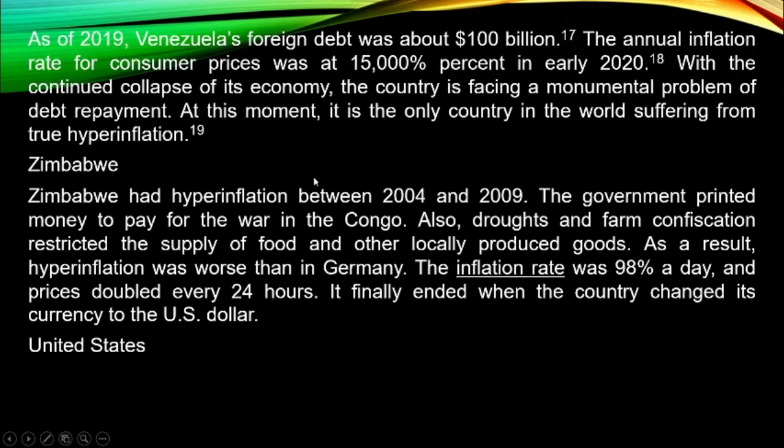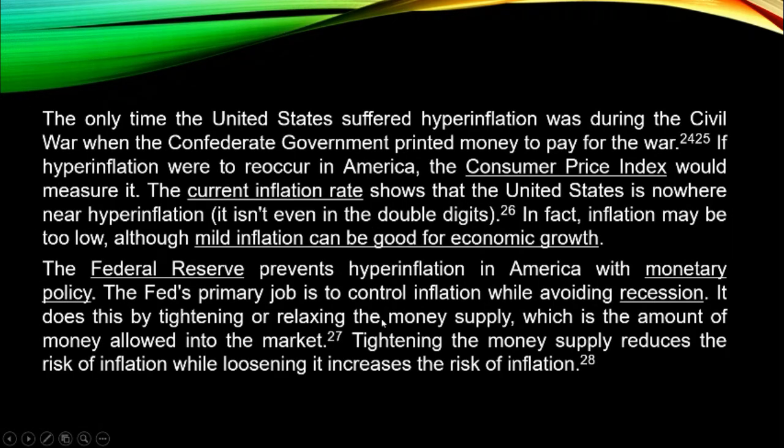And Zimbabwe had hyperinflation between 2004 and 2009. So these are the countries, and the United States also, that incurred hyperinflation.